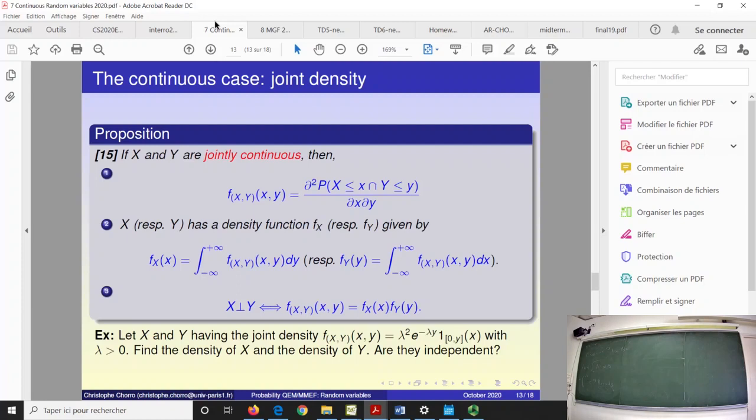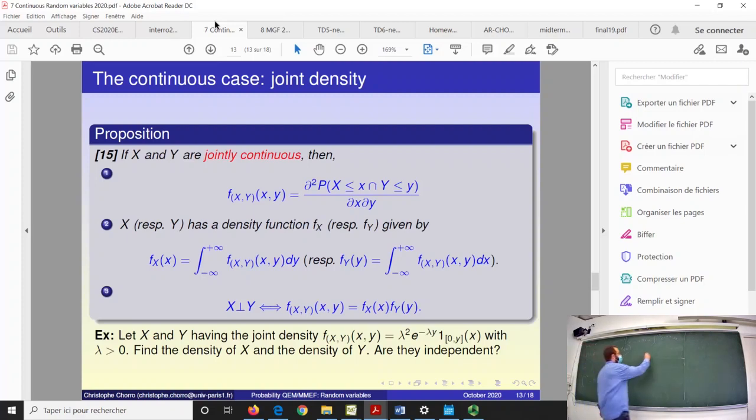So, what can I do? I see that I have terms that don't depend on y. I can remove them from the integral because it's an integral with respect to y. So I have x, indicator function of x strictly greater than 0. And then I have an integral to compute. This one is just the integral of an exponential. So you don't need to use integration by parts or anything else. You just have a classical primitive for this kind of mapping.